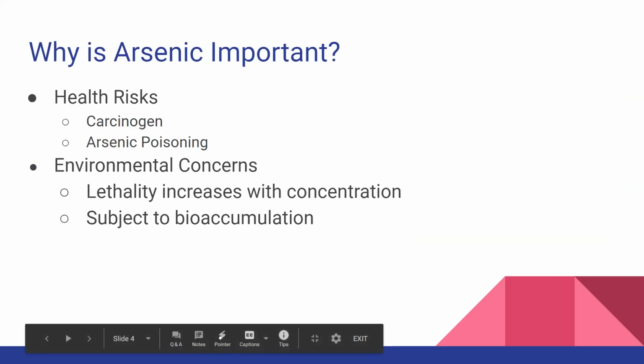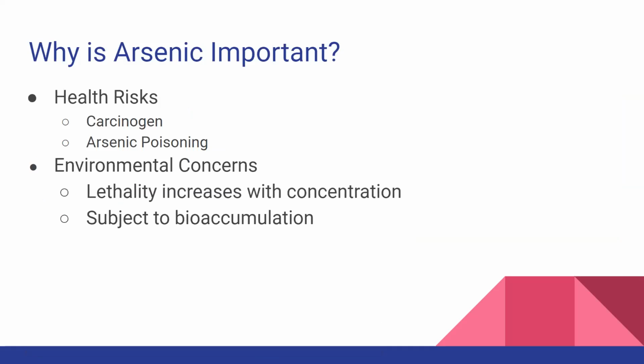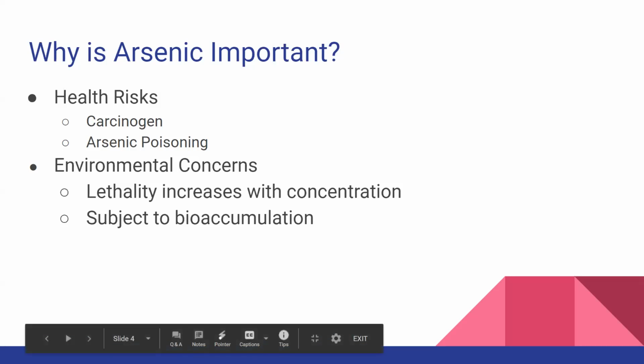So why is arsenic important? Arsenic is important because it poses significant health risks to us. So arsenic is a carcinogen, and it is classified by the International Agency for Research on Cancer as a group 1 carcinogen. At high enough levels, arsenic also can give you arsenic poisoning, which is pretty bad. One of the symptoms is bloody diarrhea, so generally not good.